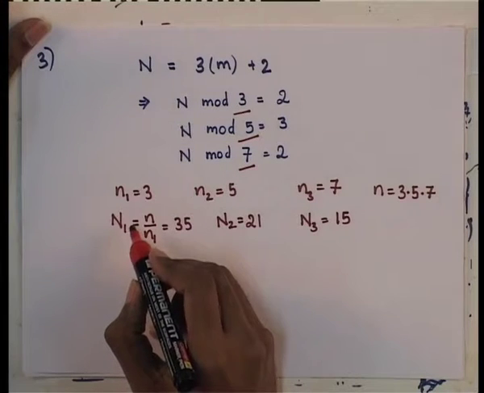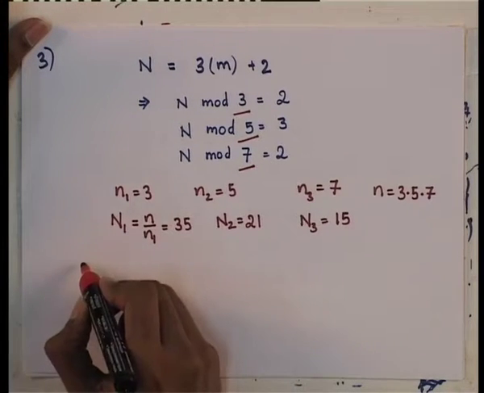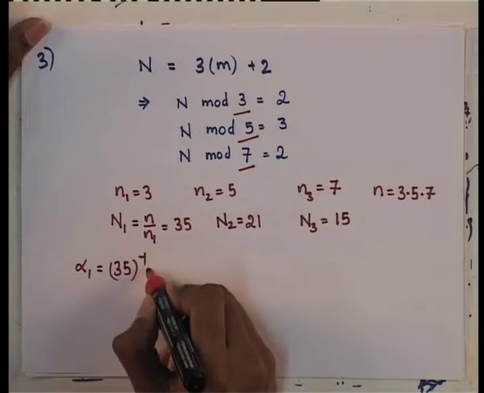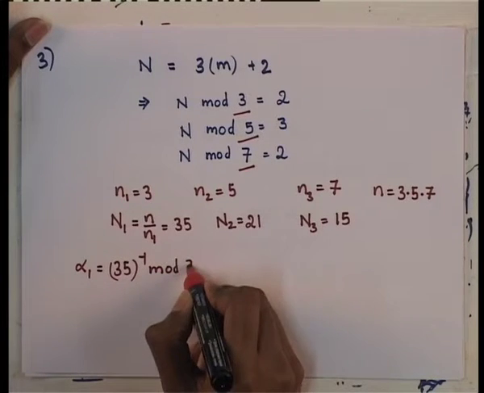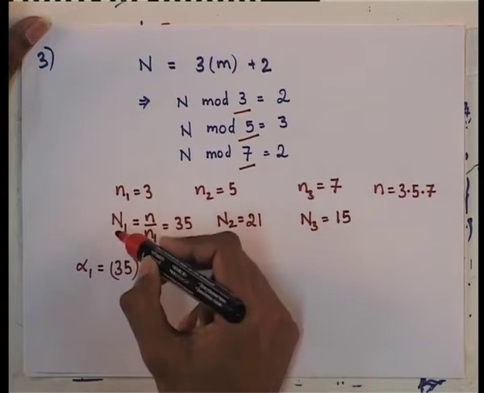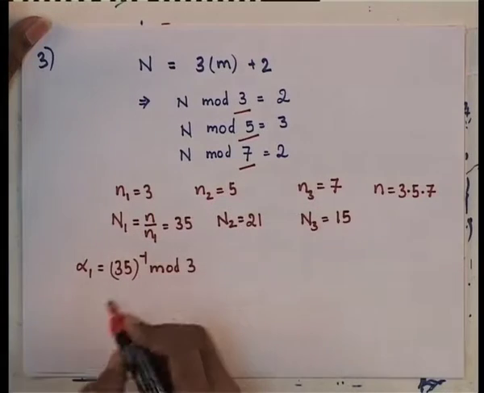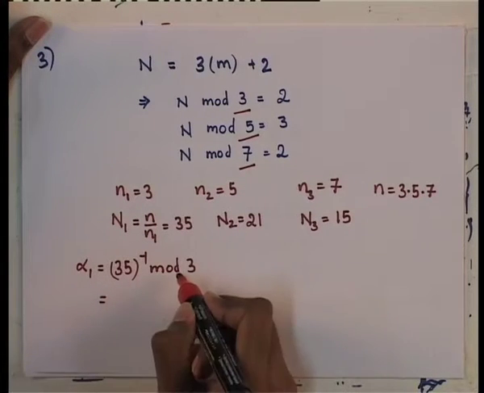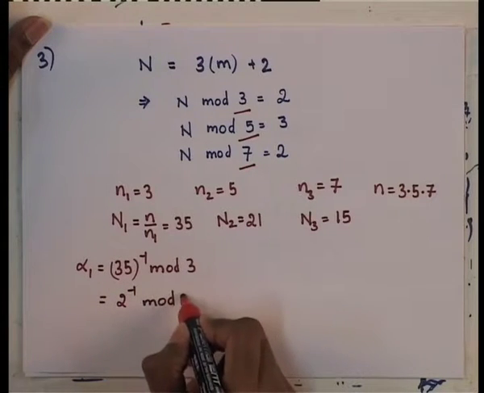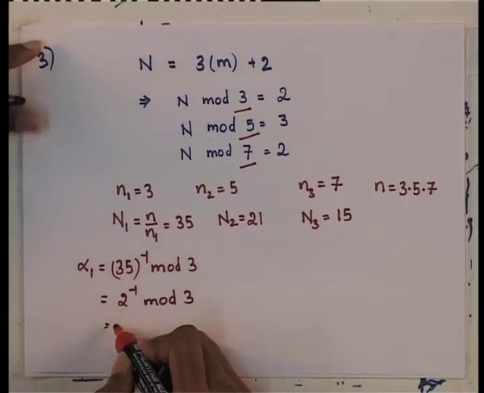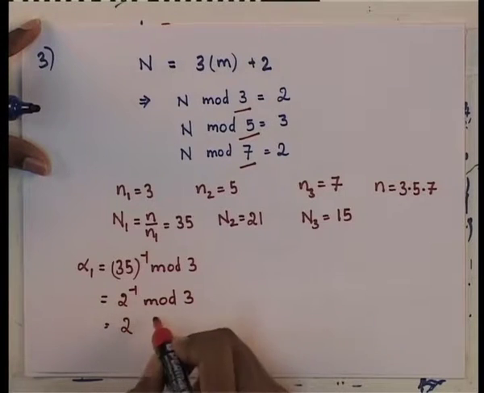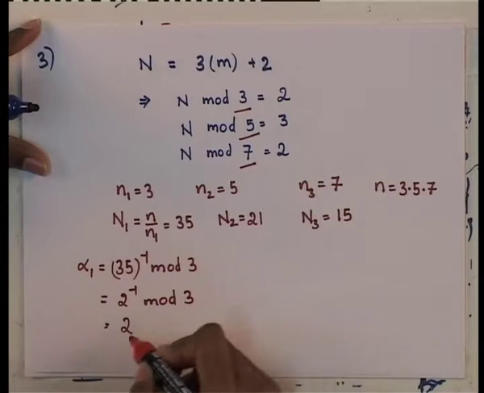Here we are trying to use the Chinese remainder theorem, where we need to find the inverse of capital N1 with respect to small n1, which is the same as 35 modulus 3, which is 2. So, 2 inverse mod 3 is 2, because when we multiply 2 with 2 we obtain 4, and 4 modulus 3 is 1. So, 2 inverse modulus 3 is 2.